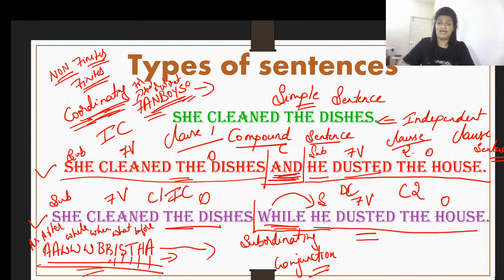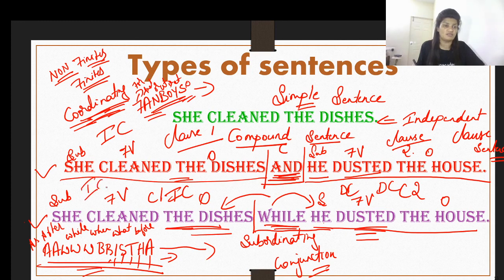Now, when you say while he dusted the house, there is an incomplete sense. There is no complete thought having been mentioned. It is demanding extra information. And that extra information is provided by clause number 1, which is she cleaned the dishes. So only with the addition of this clause does this clause make a complete meaningful sentence. Therefore, this becomes our dependent clause and this becomes our independent clause. And this is our conjunction.